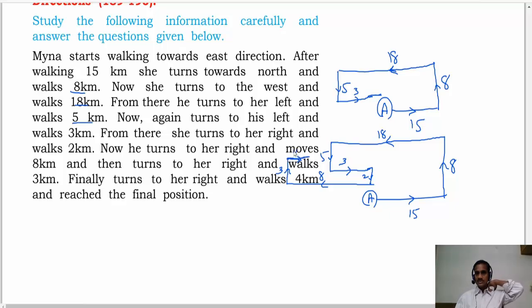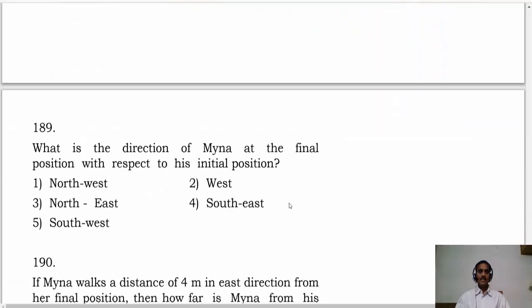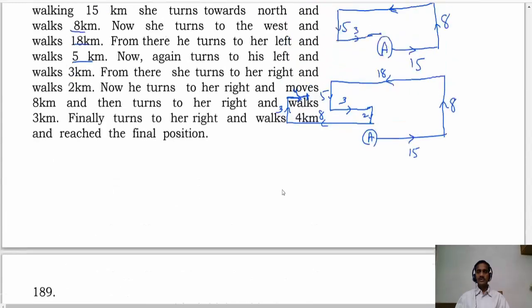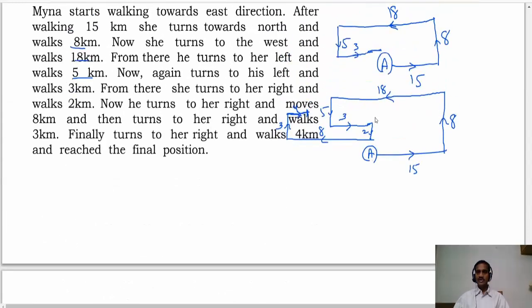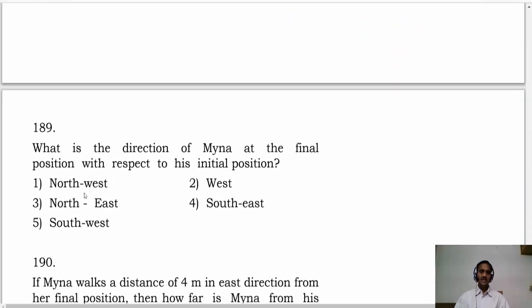Now what is the distance covered? 4. Now this is the final. Okay, and what is the direction of Maina at the final position with respect to the initial position? Initial position to final position, north and west, so northwest. Northwest, that is choice, 189.